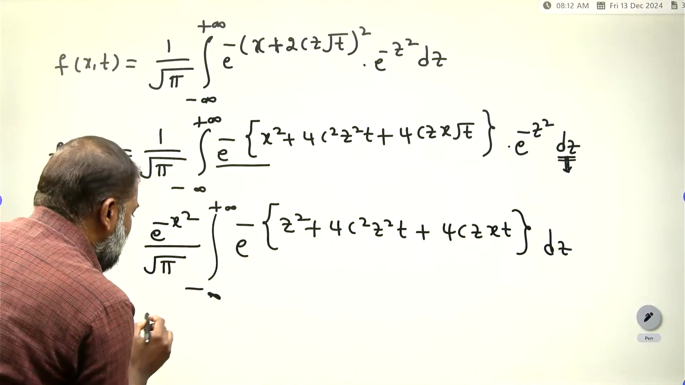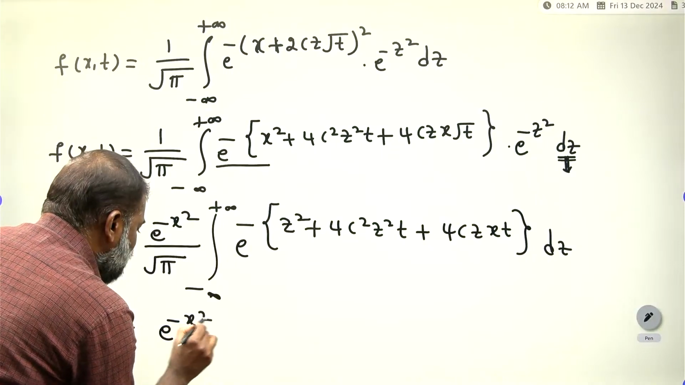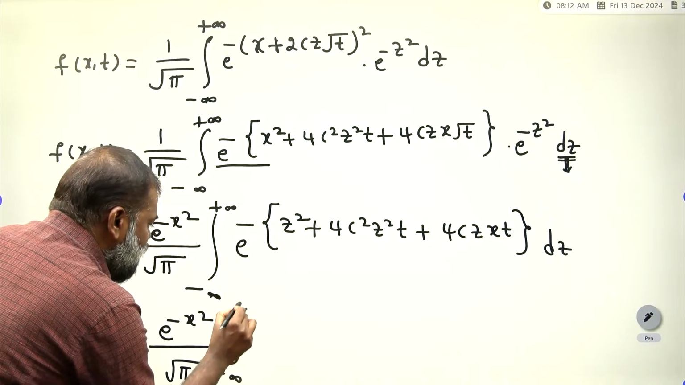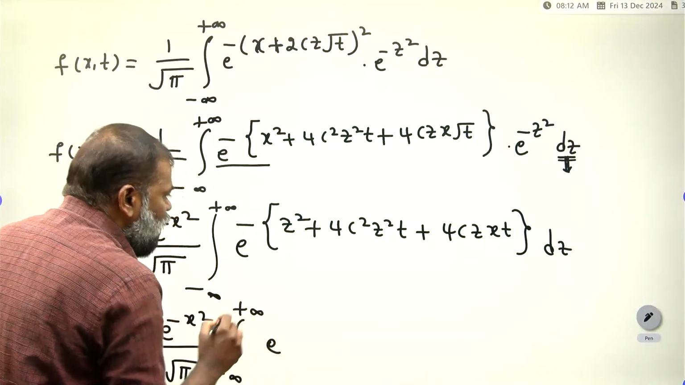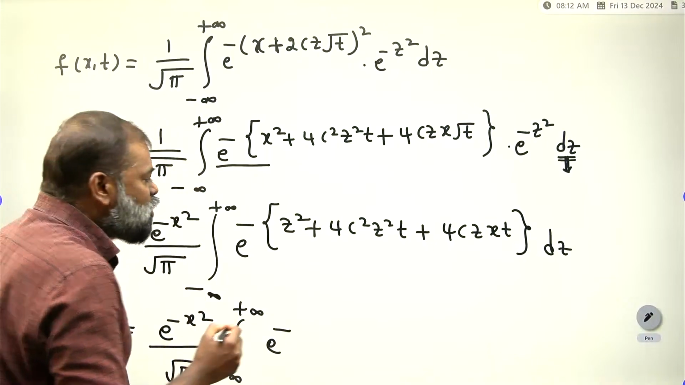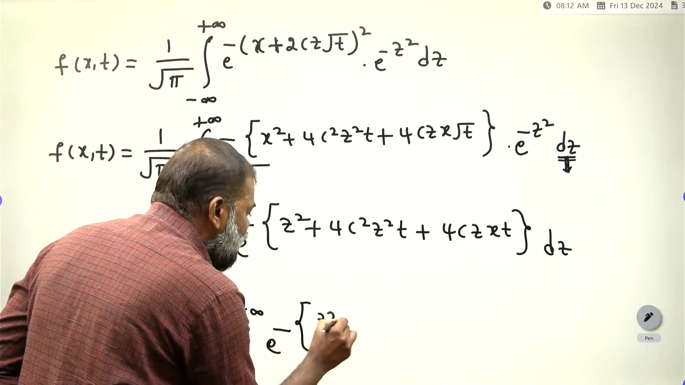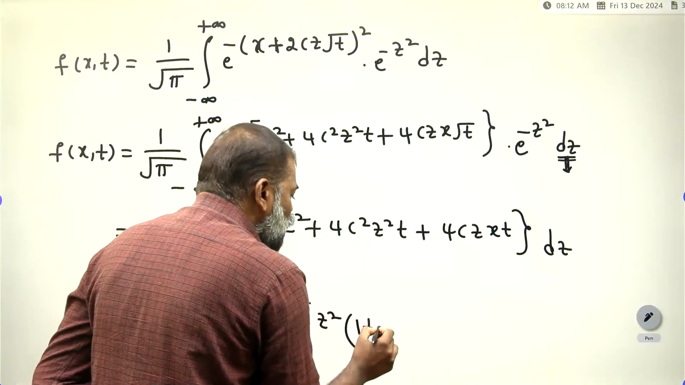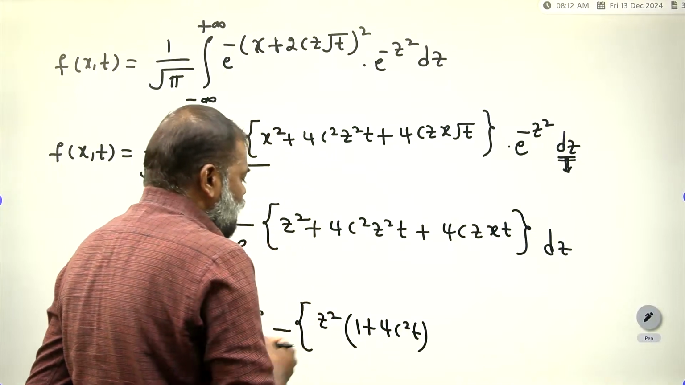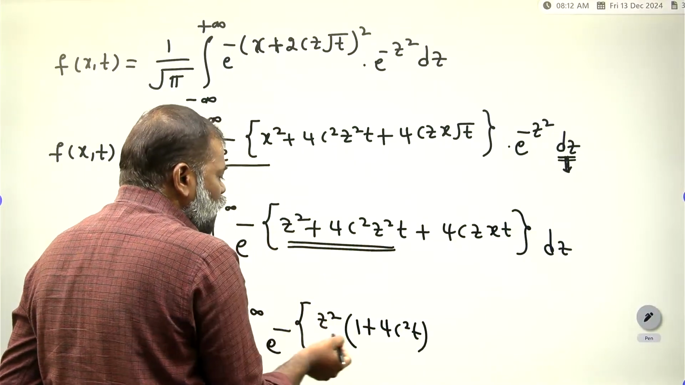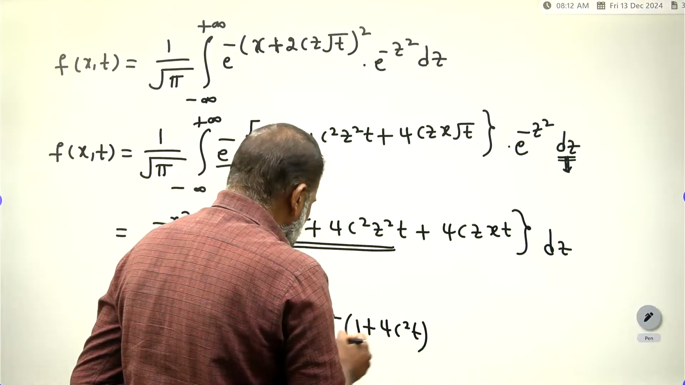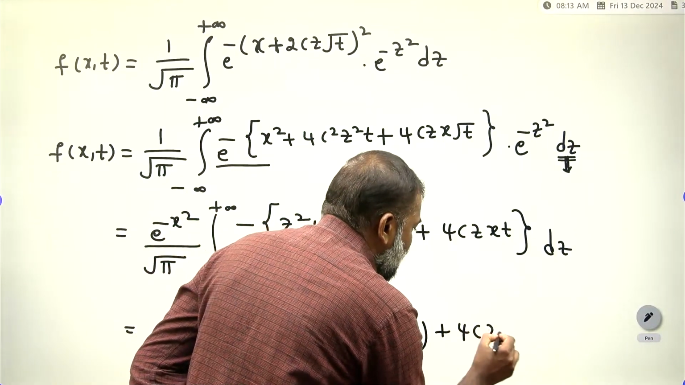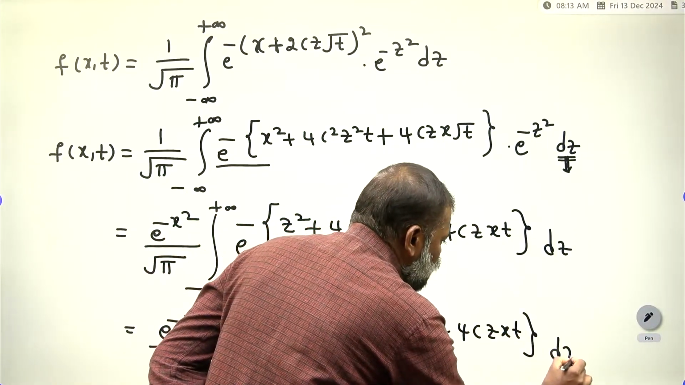Now I am rearranging the term. How am I rearranging the term? Once you see e to the power of minus x square by root 5, integral minus infinity to plus infinity, e to the power of, you have to take the common. Which one you have to take the common? z square you have to take the common. 1 plus 4c square t, it will cut from these two terms, 4c square, 1 plus 4c square t into, so plus, which one are we taking here? 4czxt, as it is easy, we have to write after some time.